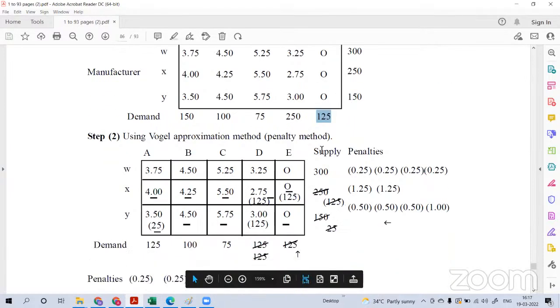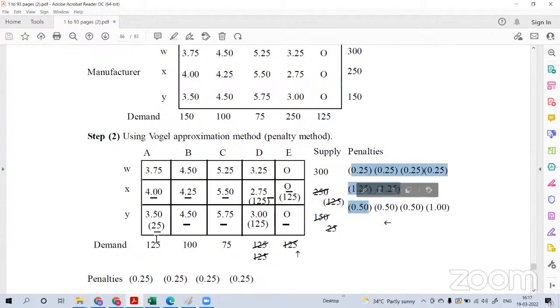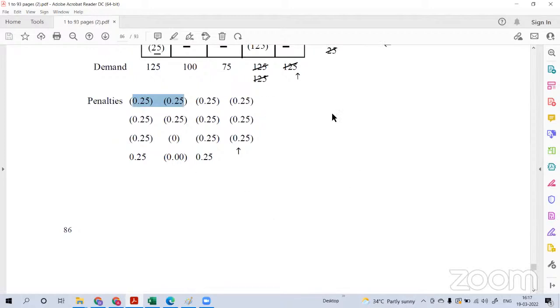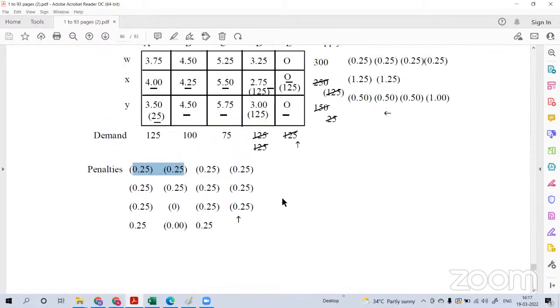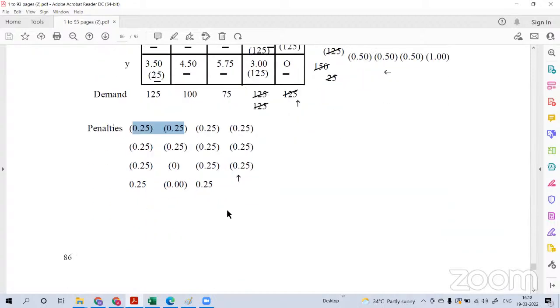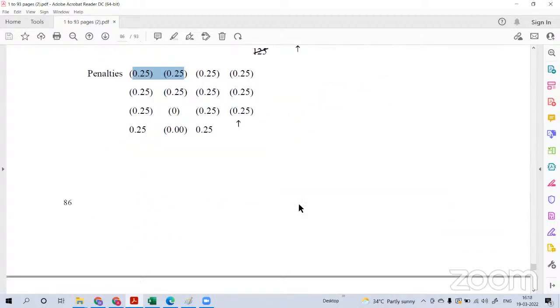Then I will apply the same procedure. Supply and demand are equal. Then I will apply the penalties. First I will find which is the highest penalty. That penalty will be allotted to its corresponding row or column. Then again I will go for the next penalty. Highest penalty and least cost I will select, and allot the corresponding supply and demand. So continuing this procedure, unbalanced means we make the balance. That is the only idea.